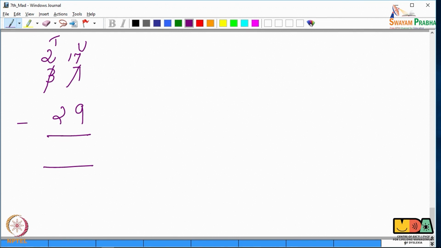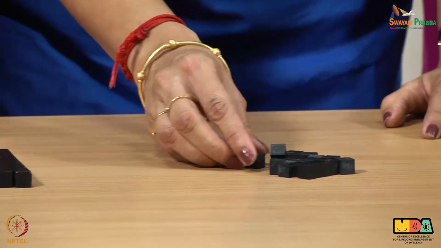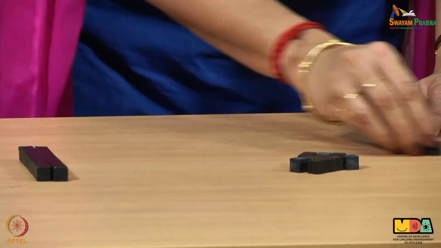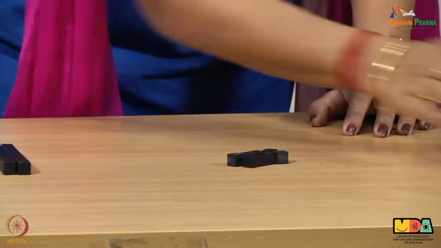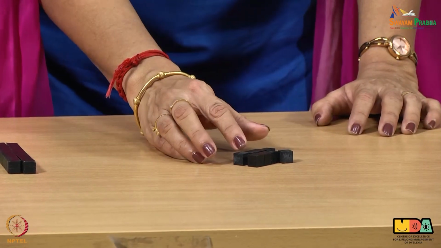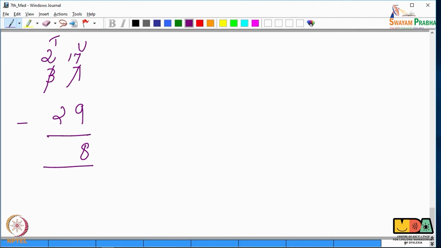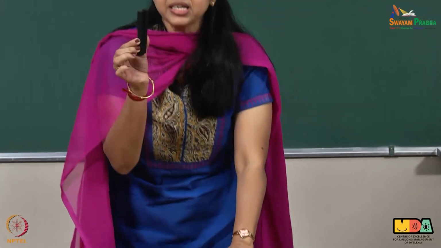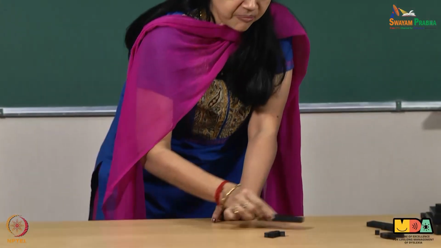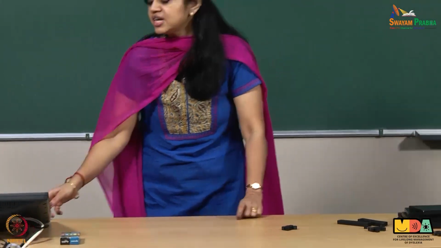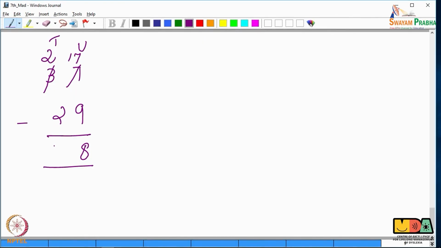Now, how many should they take away? They have to take away 9 from the units. And what are they left with? They are left with 8 and they write 8 over here. And how many should they take away from the tens? They have to take away 2. That means they are not left with anything. Once they are not left with anything, they have to write this as 0.